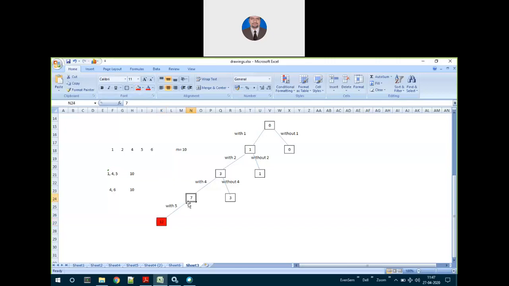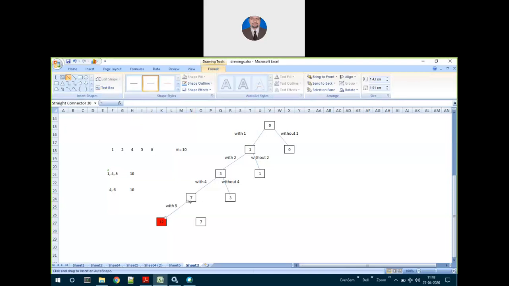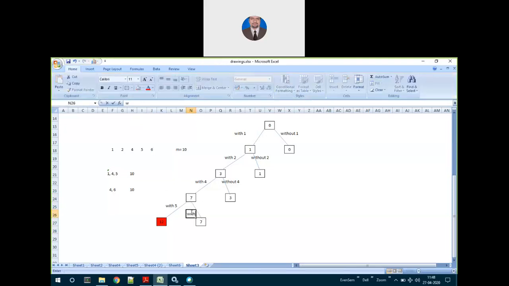What is the other solution here? With 5 I have taken. So other could be without 5. Without 5 means it will be the same as the previous value, that is 7 over here. So if I draw the edge between this one, this is without 5.